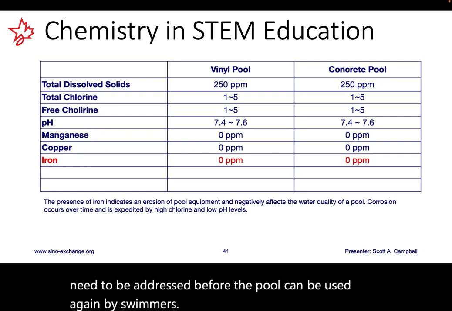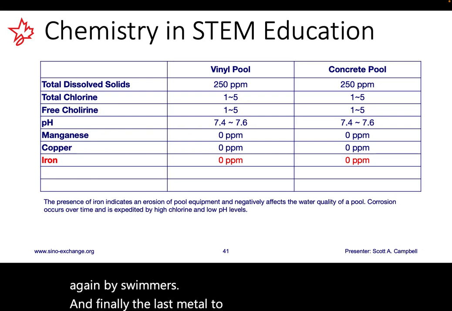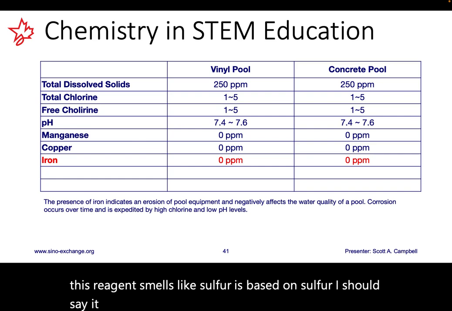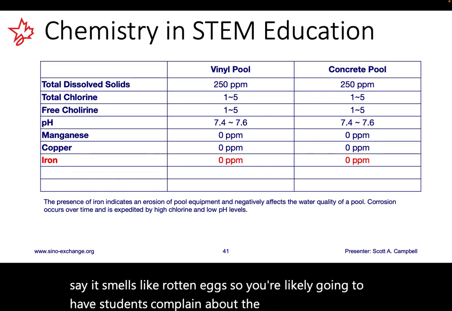And finally, the last metal to be tested for is iron. Since this reagent is based on sulfur, it smells like rotten eggs. So you're likely going to have students complain about the smell of this test if you do it in class.